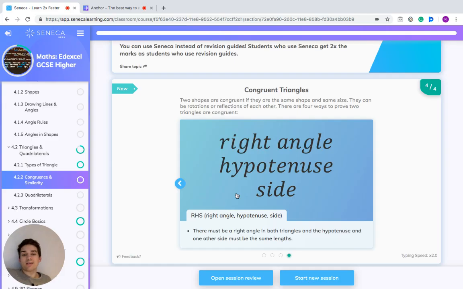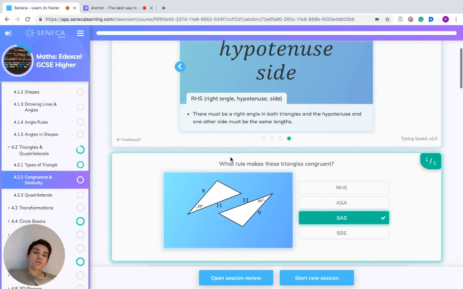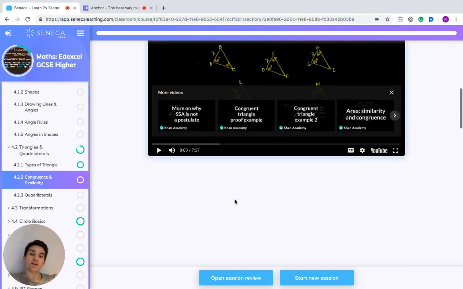So we've got a few. We've got SSS, side, side, side. We've got side angle side, SAS. We've got angle side angle, ASA, and we've got RHS, right angle, hypotenuse, side. If you can match those up between 2 triangles, then we know that they are congruent. So if we've got 2 triangles that have 2 sides the same and the same angle in the middle, the rule we use to know that they're congruent would be side angle side, because we've got 2 sides and 1 angle.